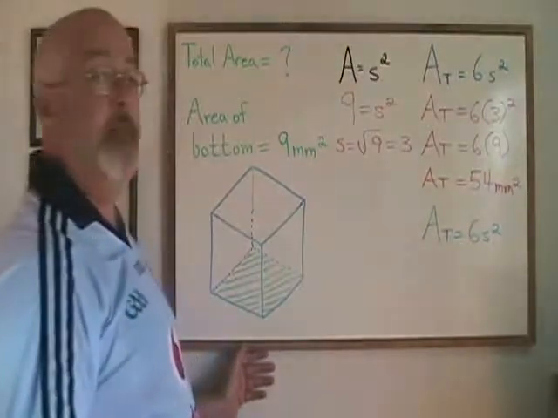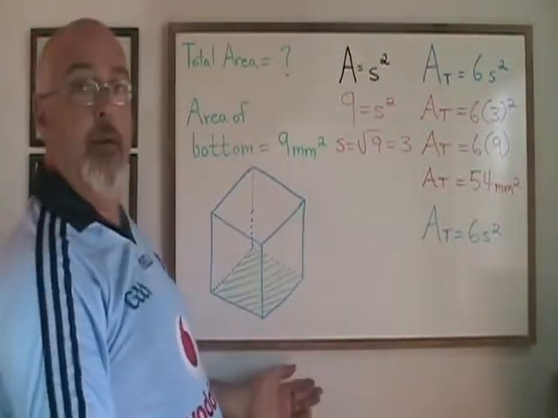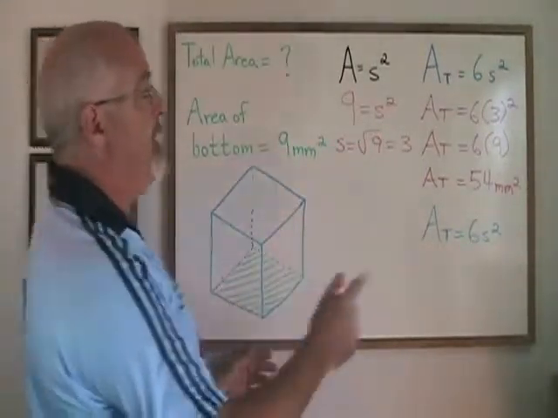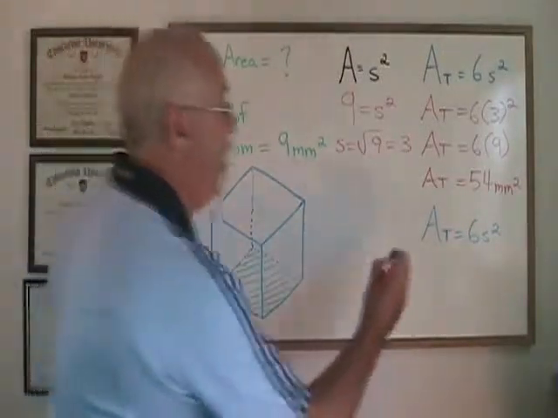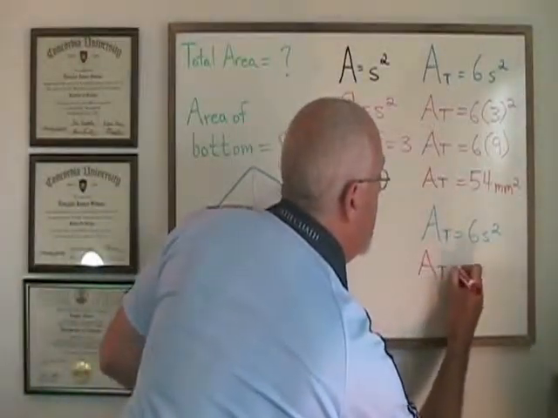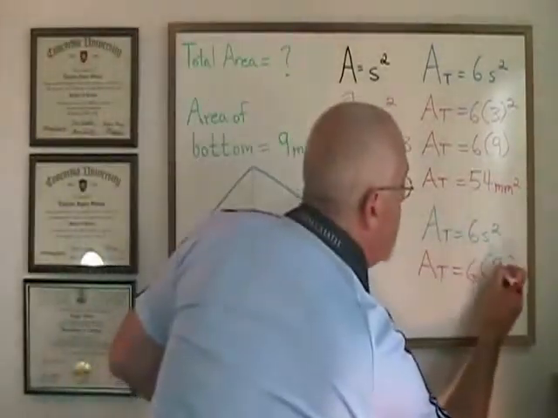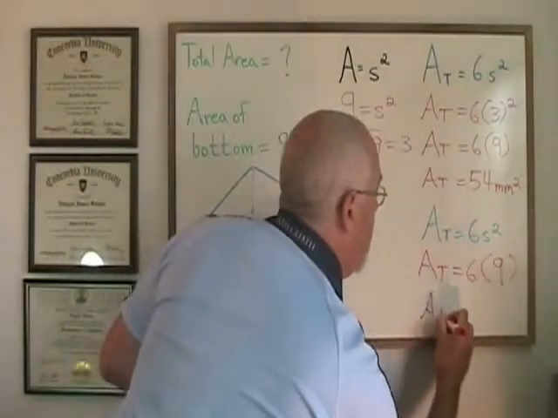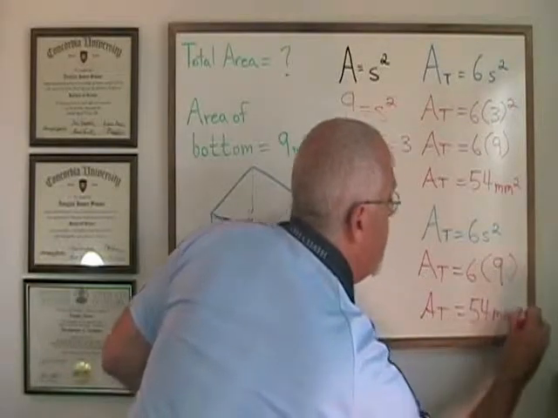A shortcut can be to realize that the area of the bottom is equal to S squared. So that means the 9 millimeters squared area of the bottom is equal to the S squared in the total area formula. I can just directly plug 9 into my S squared position. And I have a total area of 54 millimeters squared.